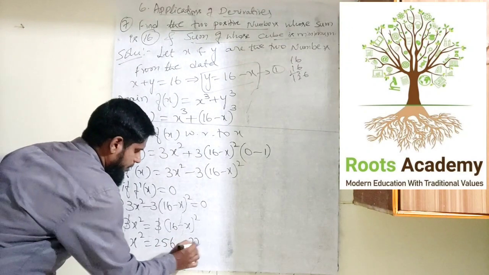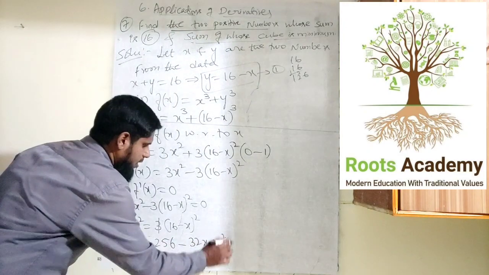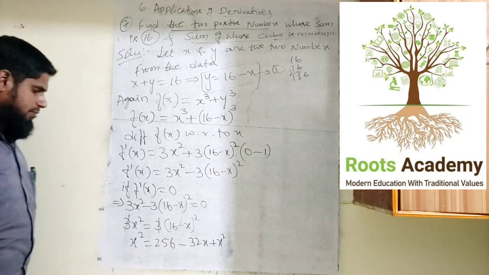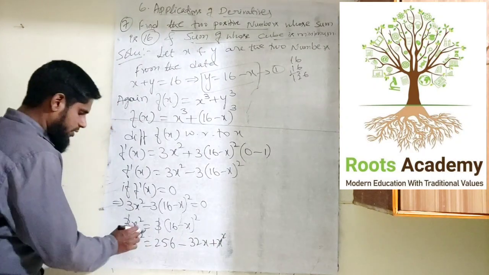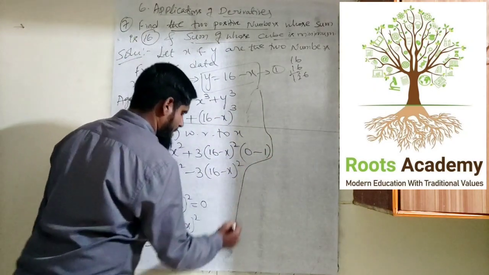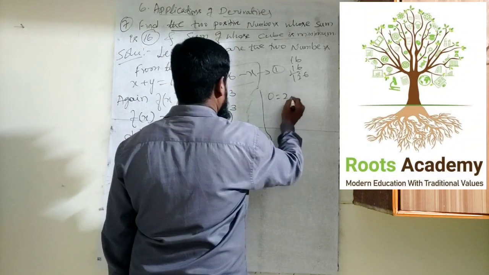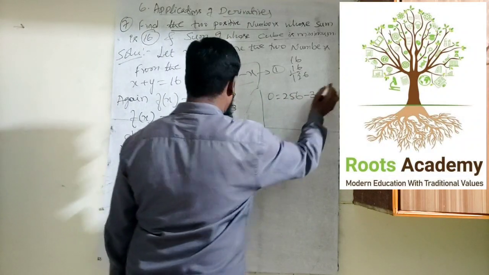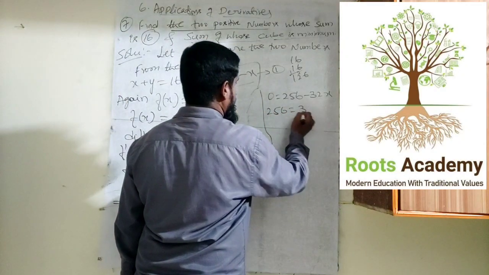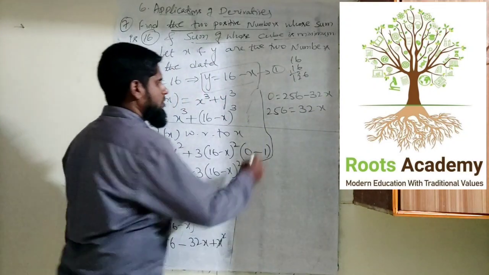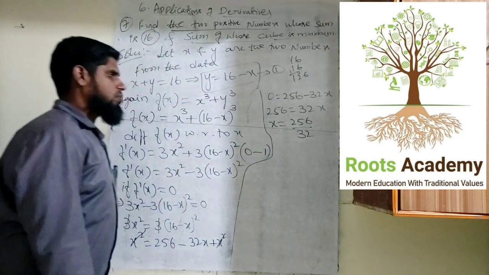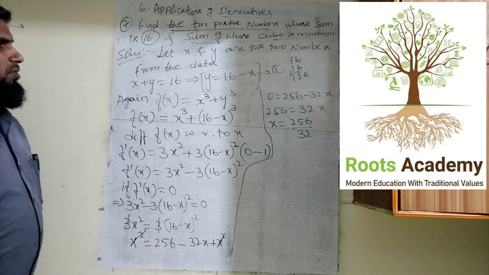Minus 32x plus x square. Now this x square and this x square get cancelled. Now we will get 0 is equal to 256 minus 32x. So 256 is equal to 32x. So finally our x is equal to 256 by 32.